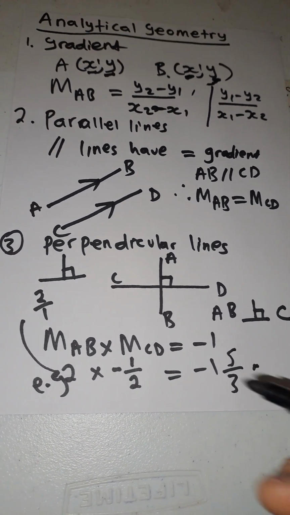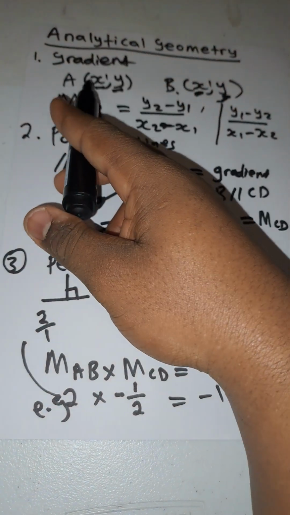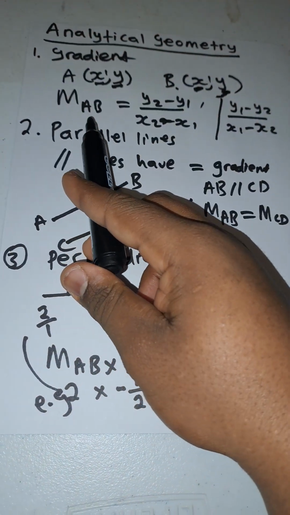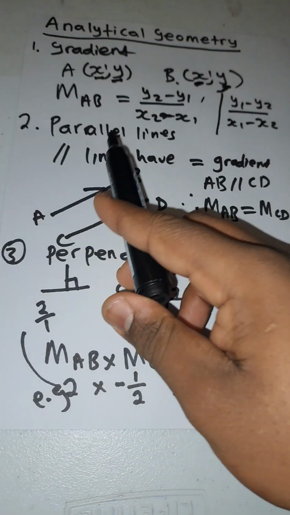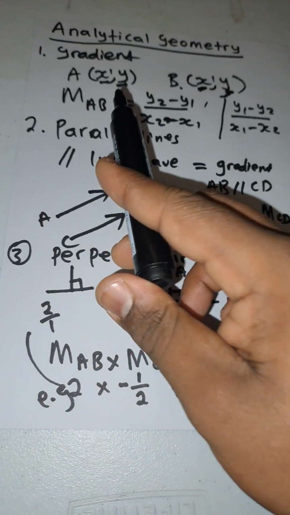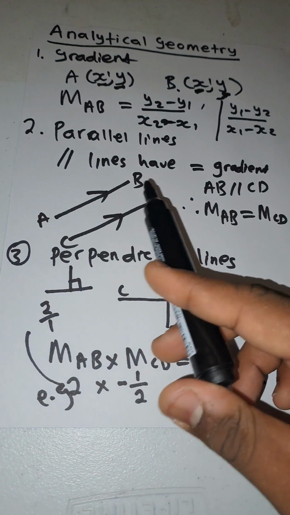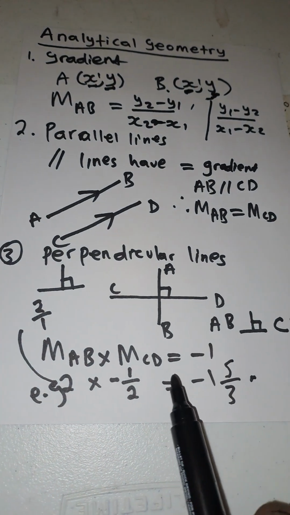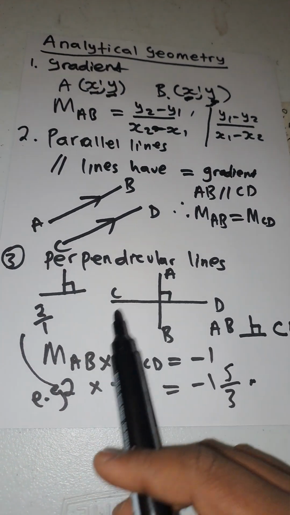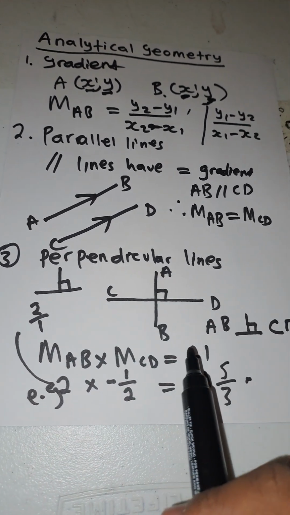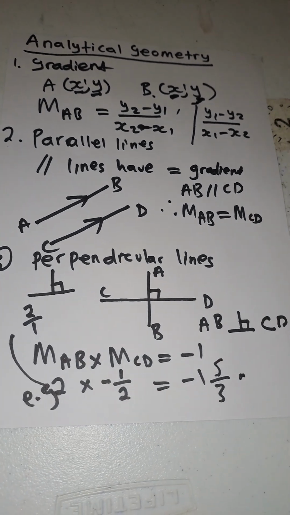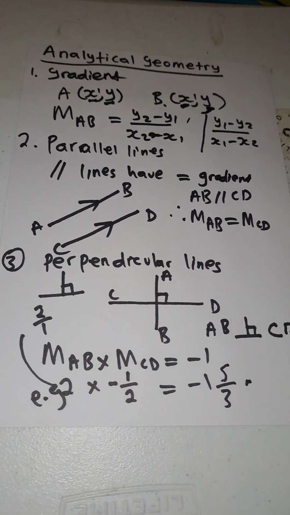So now let's continue. I hope you understood here. You have the gradient, it is represented like y2 minus y1 over x2 minus x1. The parallel lines have equal gradients. Perpendicular lines, when they meet, they make 90 degrees, and the gradient of the two different sides equals -1, sharp.